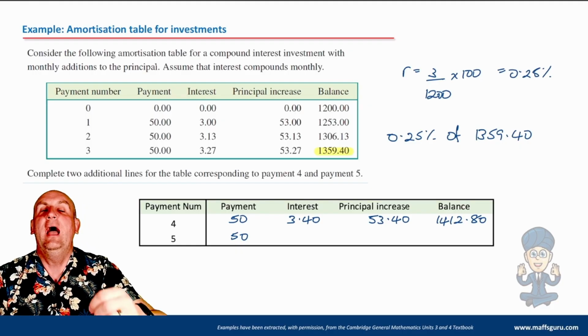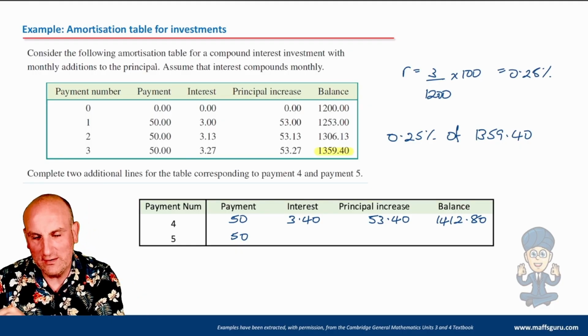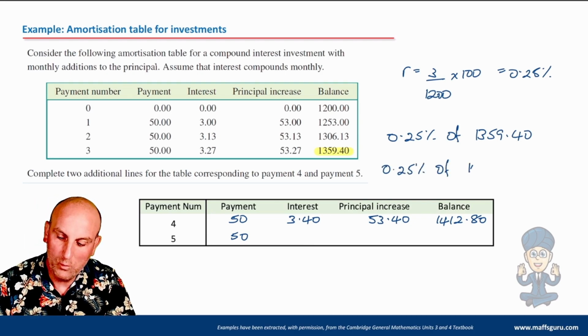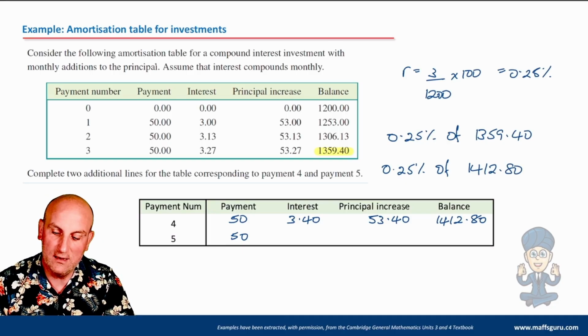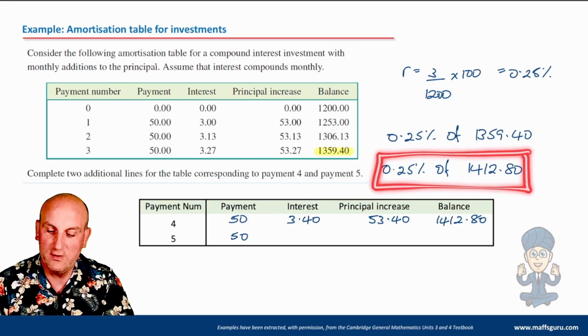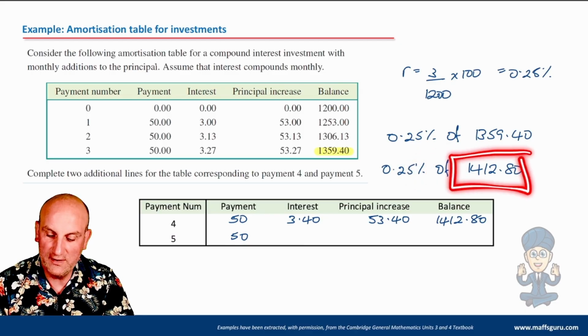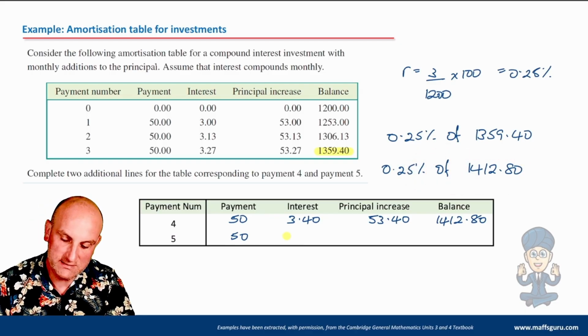1412.80. And do we do it again? We absolutely do it again. But in this situation, I would now be working out 0.25% of 1412.80. All right, so again, I would fire up my calculator. I would type in 0.25 divided by 100 times this value here. That will give me my interest.